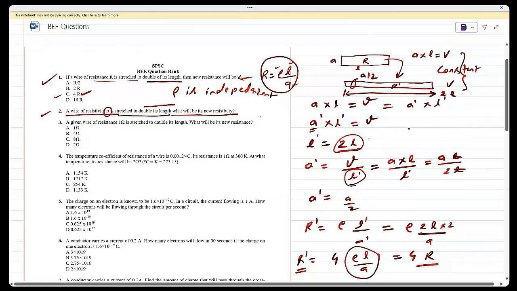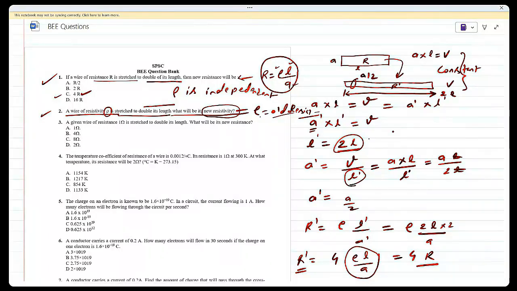So what was asked? It was asking a wire of resistivity rho is stretched to double of its length. What will be the new resistivity? The new resistivity is equal to rho only. Old resistivity, because resistivity is independent from the physical dimension of the wire. It depends on the type of material. Getting the point?